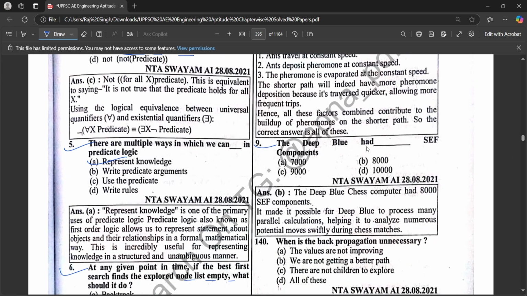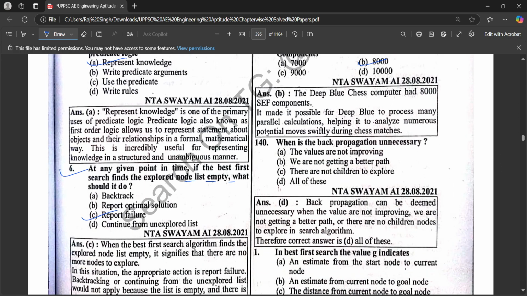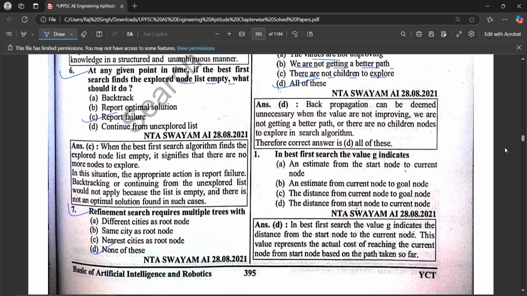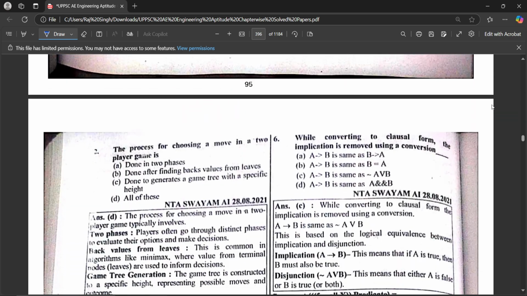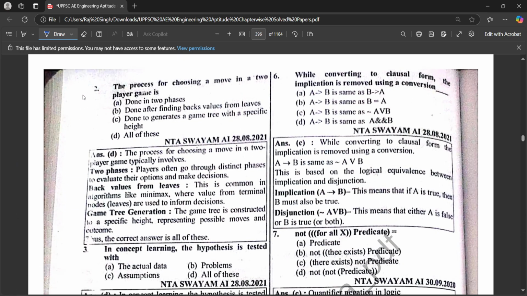The Deep Blue had dash SEF component is 8000. When is the back propagation unnecessary? The values are not improved, we are not getting a better path, there are no children to explore, hence all of these. In best first search, the value G indicates the distance from the start node to the current node. The process of choosing a move in a two-player game is done in two phases: done after finding back values from leaves, done to generate a game tree with a specific height, hence all of these.